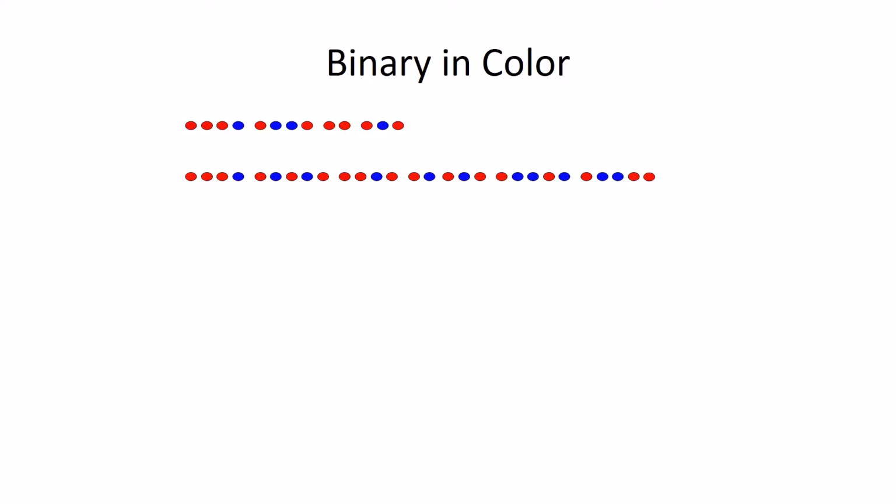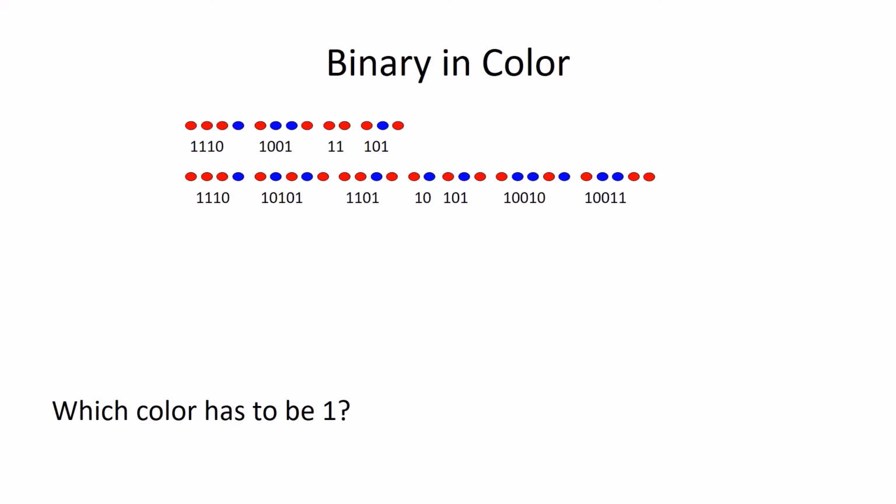Okay, you could also do it with colors. And which color has to be 1? If you look at the way I did the codes, every letter starts with 1. So red is 1 in this case, and blue is 0, and we can figure that out right away. And then we go back to the chart to figure out what each letter is, and this turns out to say nice numbers. So that's binary.